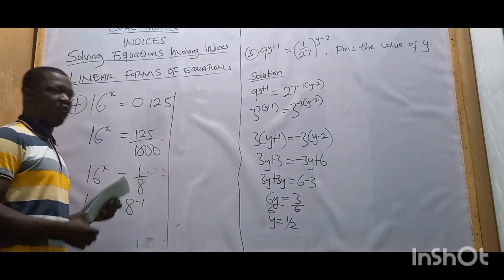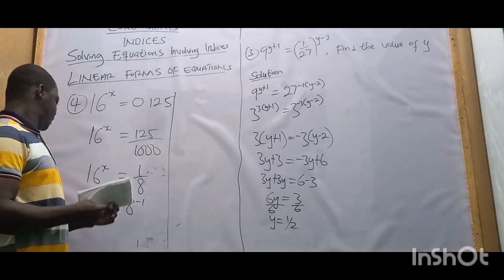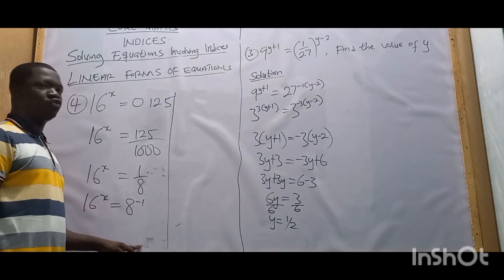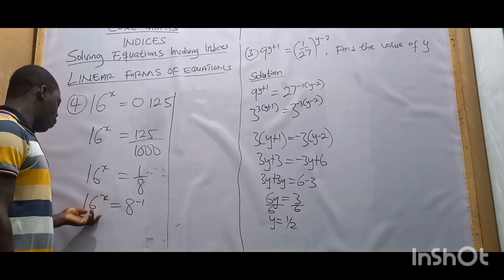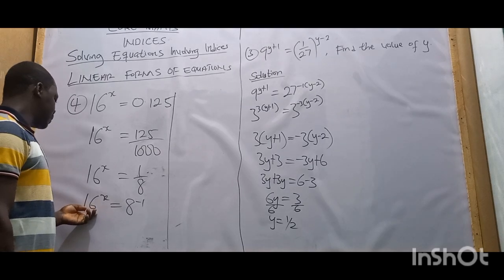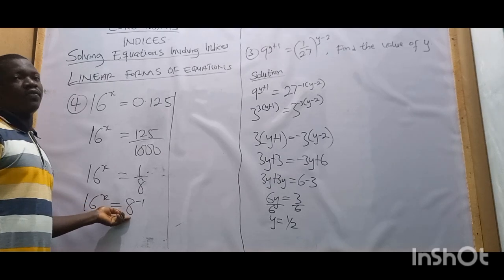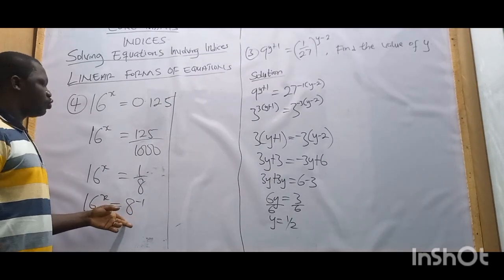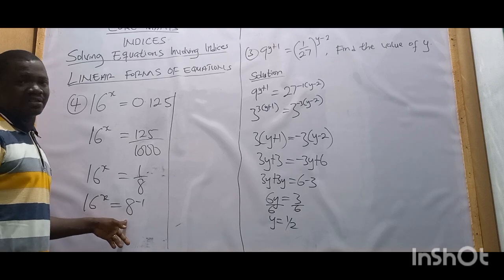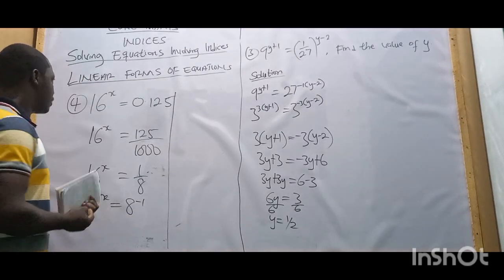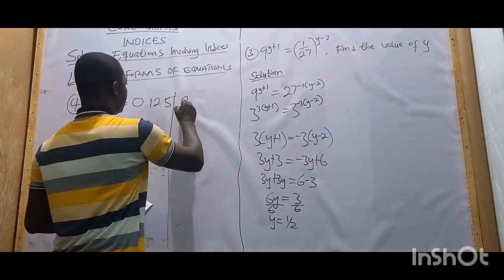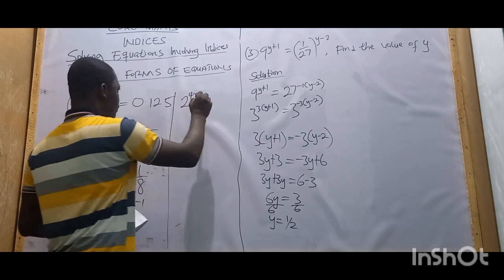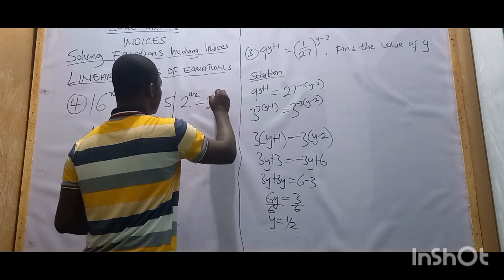So I'm now coming to look for my common base. If you check 16 and 8, the common base will be 2. 2 multiply itself 4 times will give you 16. 2 multiply itself 3 times will give you what? 8. It is not 2 times 3, no. 2 multiply itself 3 times, not 2 times 3. So here I'll get 2 exponent 4 to the power x equal to 2 exponent 3 to the power negative 1.